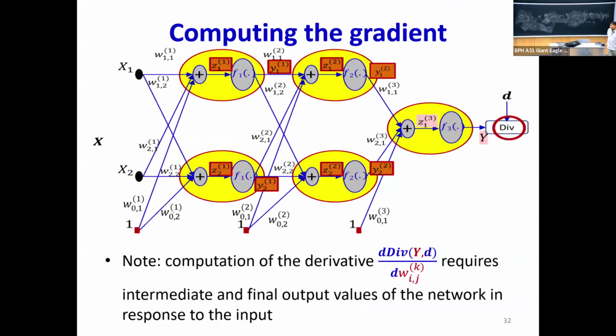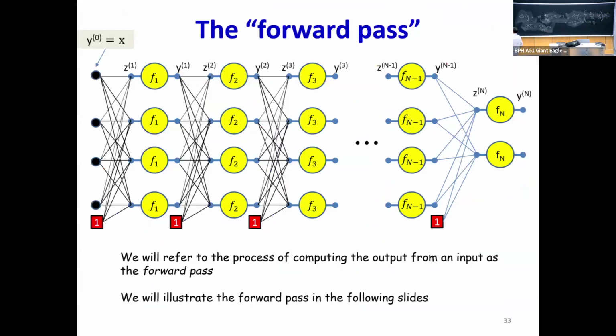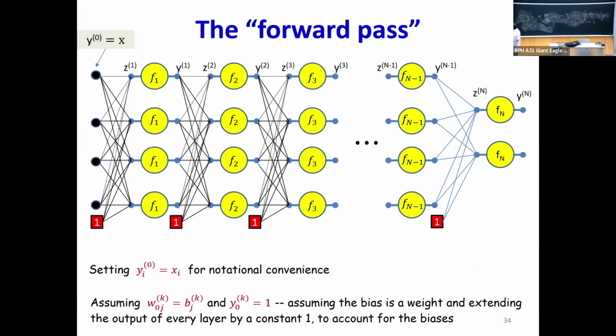So here are all the labels. In order to be able to compute this divergence, we will need all of these intermediate variables. And so the first thing that we will do is to actually compute all of these Z's and Y's. This process of computing the output from the input is what we'll call the forward pass. I'm just going to illustrate it in the slides here.